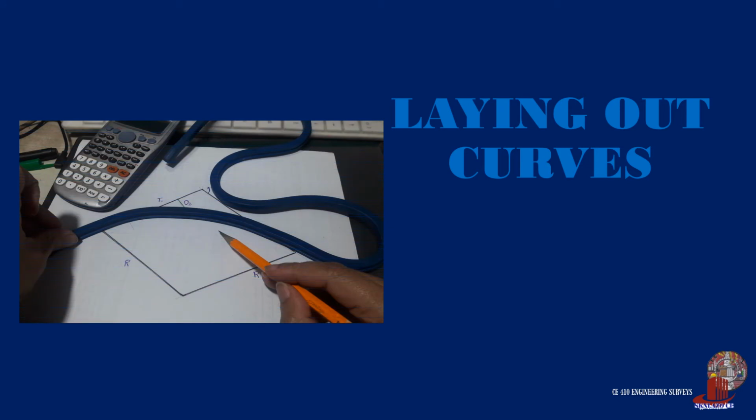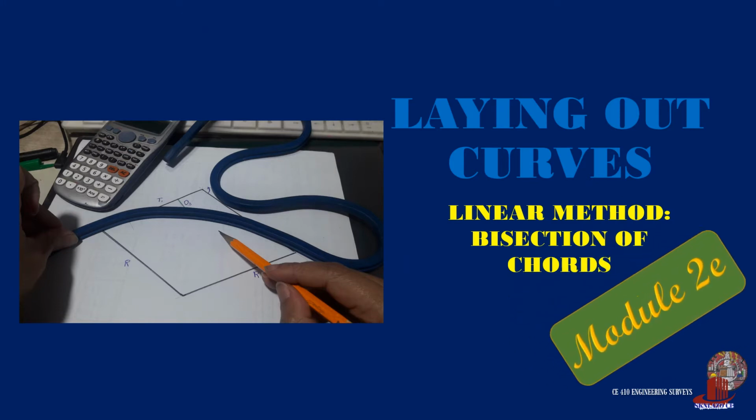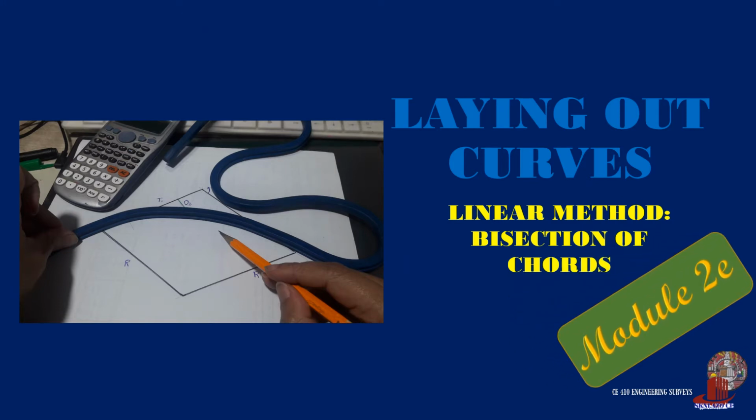Another linear method of laying out simple curves is chord bisection. This method will be employing many formulas for every iteration made. Learn the process here in Engineering Surveys.